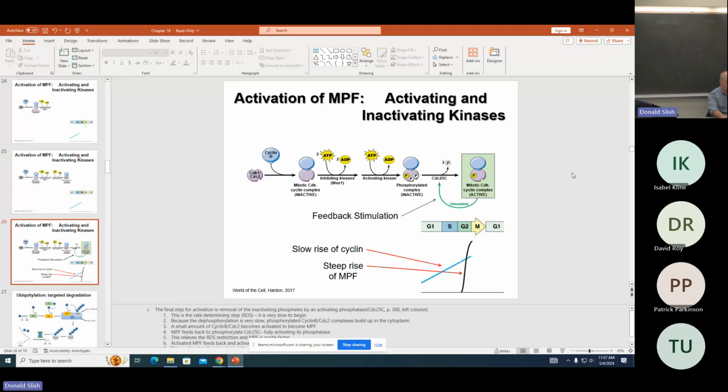Okay. All right. Any questions? Isn't that a neat mechanism? It gives you a nice sharp threshold there. Because you don't want the cell to start going into mitosis when it's still in S phase or early G2. You want it to build up.